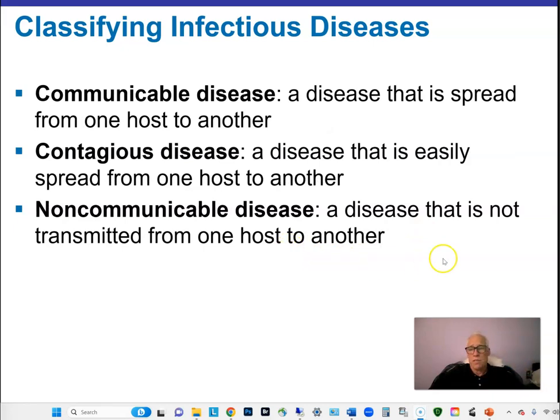Okay, more definitions. A communicable disease is one that can be spread from one host to another. That's not always the case. A contagious disease is one that's easily spread. In fact, whether we like it or not, oftentimes. But a non-communicable disease cannot be spread from one host to another. It can be received, the inoculation can occur somehow that the person gets sick, but they cannot then transmit it to someone else in the community.